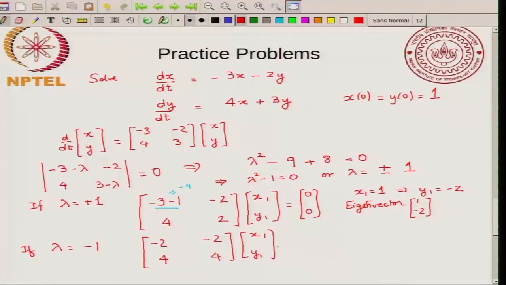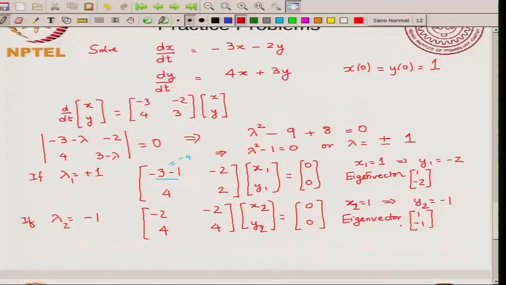X1, Y1 equal to 0, 0. So, the eigenvector in this case, if I take X1 equal to 1, then implies, or X2, in this case I should write X2. So, lambda 1, lambda 2, okay, sorry, this should be the second eigenvector. So, y2 equal to minus 1, and your eigenvector is 1, minus 1.